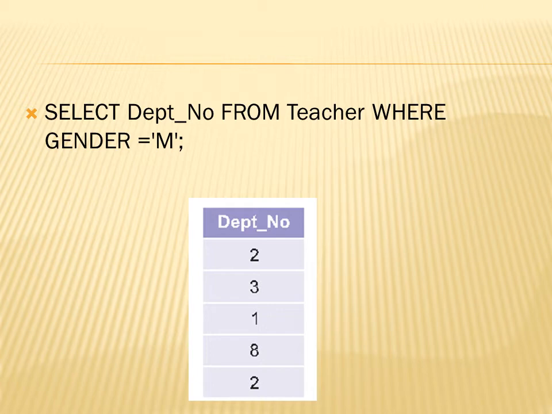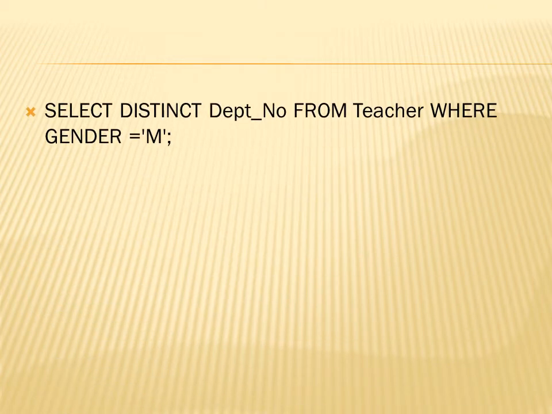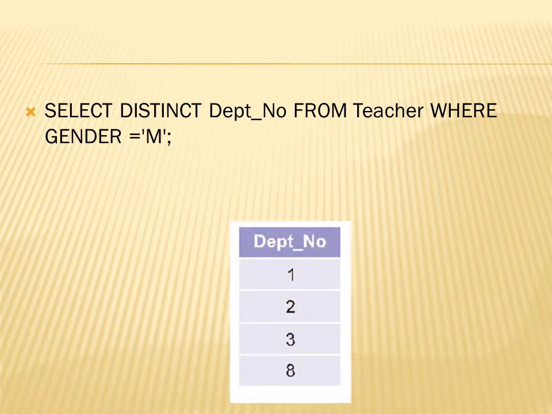So to reduce this, what we do, we write it like this: select distinct department number from teacher where gender is equal to M. So when we do this, we get the output like this. Okay, so this is the result that you get when you use the distinct command. Distinct means the values won't be repeated.